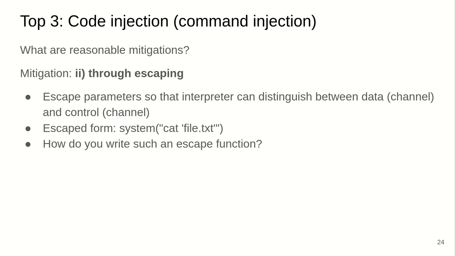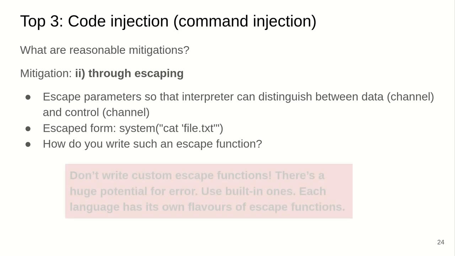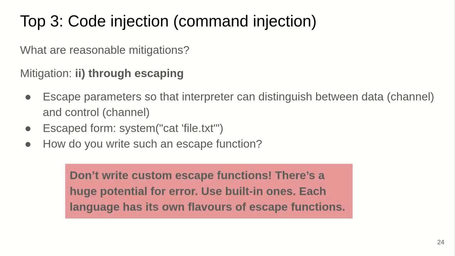Now, how do you write such an escape function? One of the biggest lessons here is that you shouldn't write your own custom escape function. There's always going to be one feature that you miss. There are libraries out there that provide these kinds of escape functions. Each language environment has its own flavors of escape functions that you can use for the context. So when you're writing an application and you need to call a shell script, you need to make sure that you're actually calling the correct escape function that is available in your runtime system.